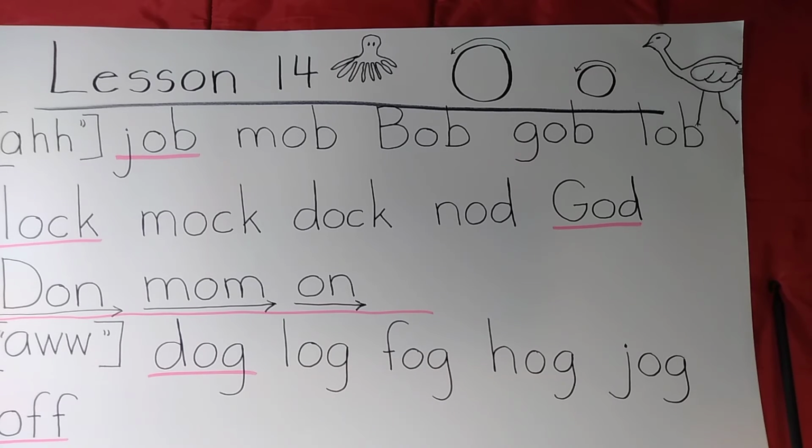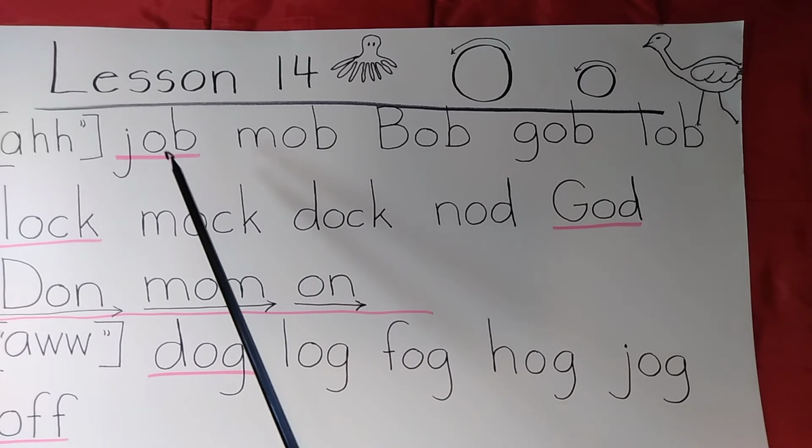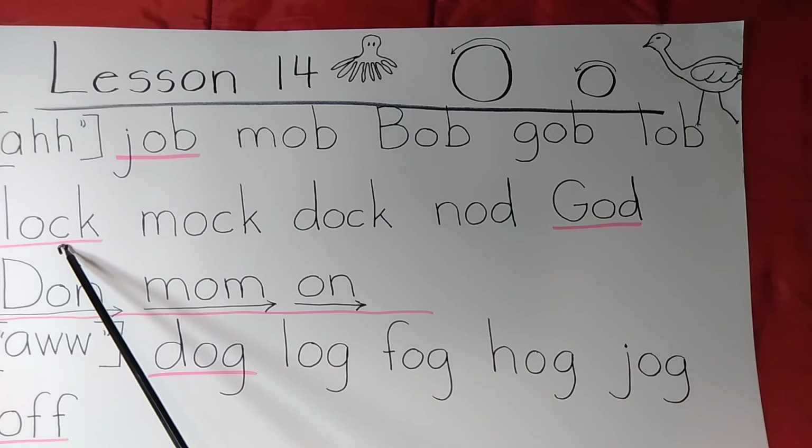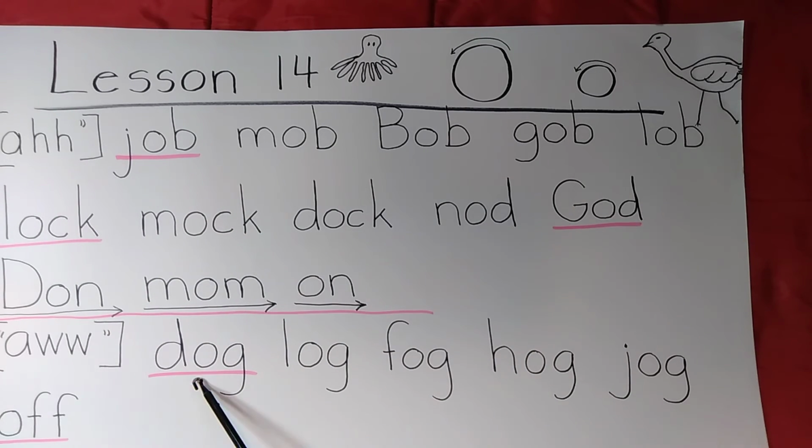Now we're going to do some printing and saying the new words. I underlined some: job, lock, God, dog, and off. So I underlined 5. If you want to shorten the lesson to 5, go right ahead. Press pause.